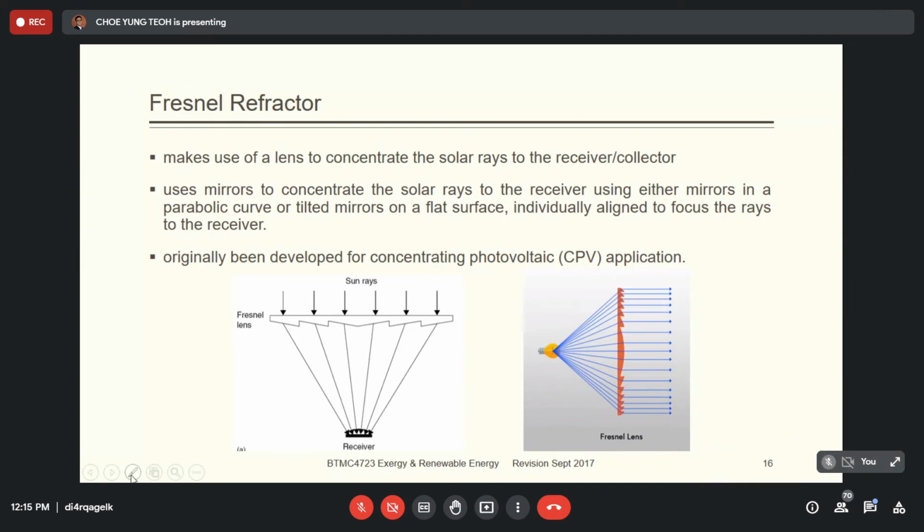So you can see that the lens has grooves over here. The grooves will actually change the refraction angle. Each of the grooves has a different angle, so we make it refract at different angles to the middle of the receiver. In other words, they can concentrate all the sunlight into a single point, by refracting.